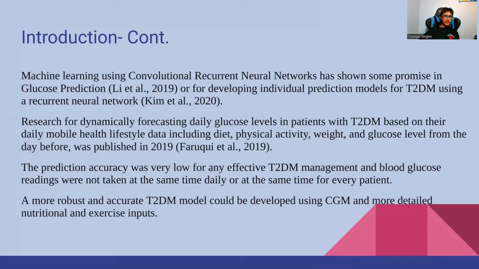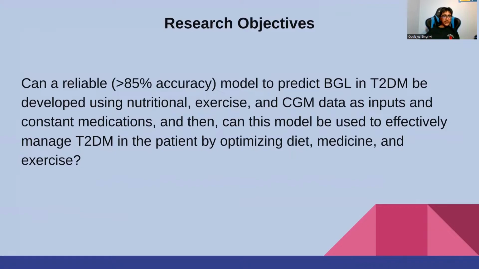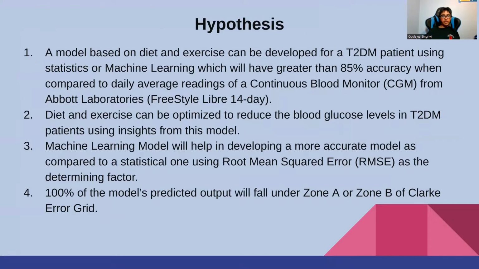However, when tested, the prediction accuracy was very low for any effective type 2 diabetes management, and blood glucose readings were not taken at the same time daily or at the same time for every patient. A more robust and accurate type 2 diabetes model could be developed using continuous glucose monitoring and more detailed nutritional and exercise inputs. The research objective is to create a model that's over 85% accurate to predict blood glucose levels using the four pillars. Here's my research hypothesis.